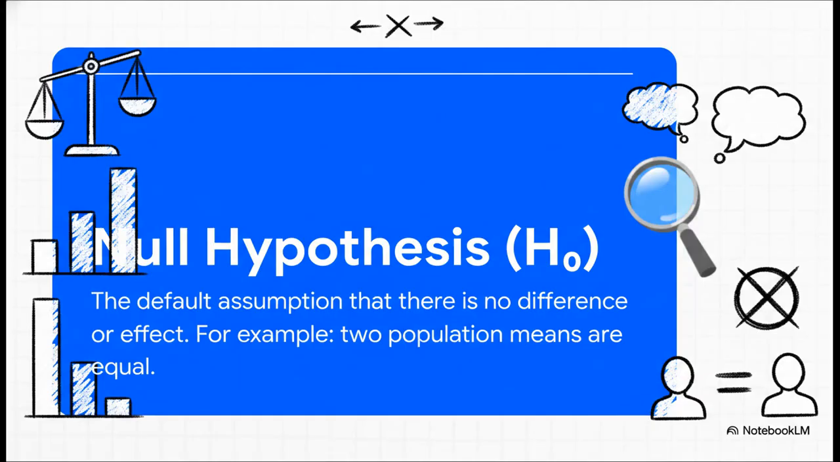Every single statistical test starts with something called the null hypothesis. You'll see it written as H0. The easiest way to think about this is that it's the status quo. It's the boring default reality. It's the assumption that nothing happened, there's no difference, no effect. So if you're comparing two ad campaigns, the null hypothesis is that they perform exactly the same. Our whole job is to collect enough evidence to see if we can confidently say, nope, the boring reality is wrong.